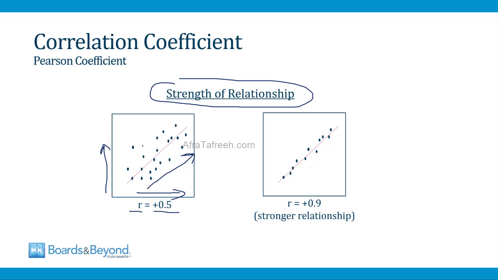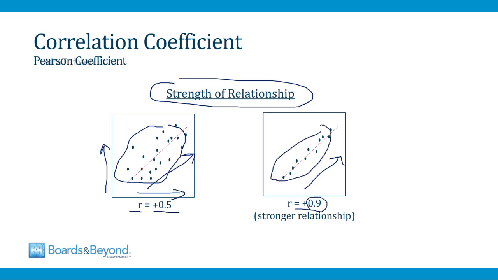And the reason that's the case is because, as you can see, there's lots of scatter in the data. An r value of +0.5 represents a relatively weak relationship between the two variables. In contrast, if you look on the right, once again we have a positive r value indicating a positive relationship between the two variables. But in this case, the r value is 0.9, and that's because there's much less scatter in the data. All the data points are much closer to the best fit line.